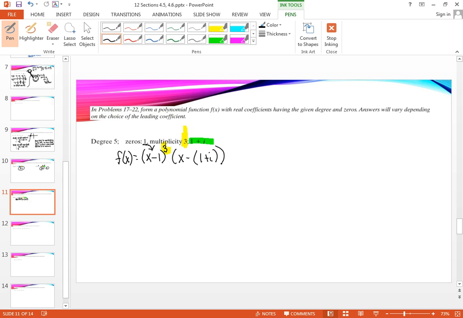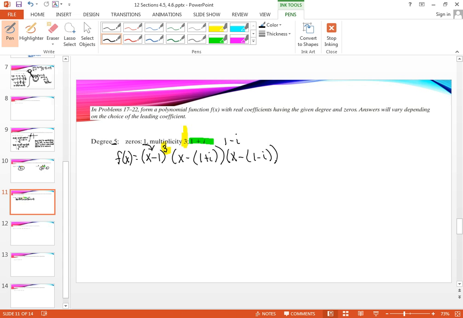Okay. Now, think about it. I got 1 3 times, and then I got the 1 plus i. That's 4, and I'm supposed to have degree 5. So I'm missing the other conjugate. I'm missing the 1 minus i. Okay. So put it in the factor, x minus the 0.